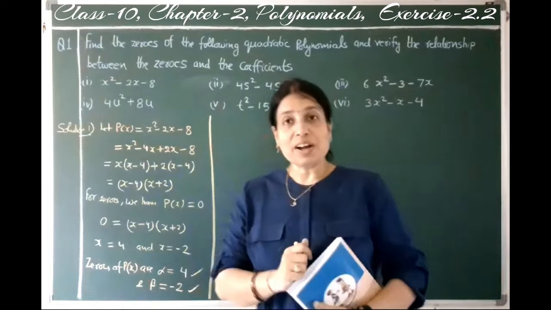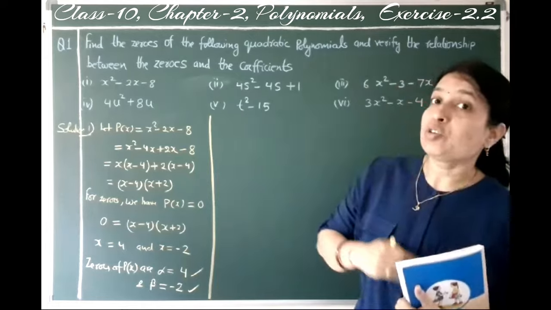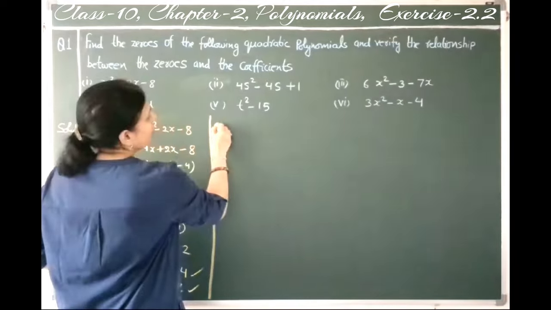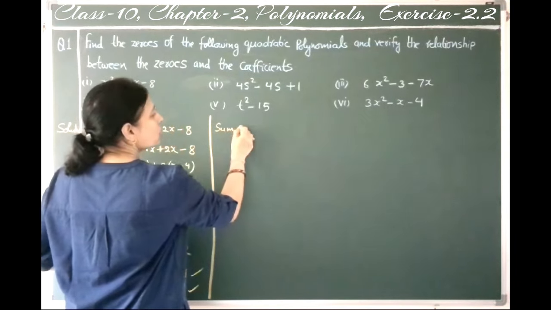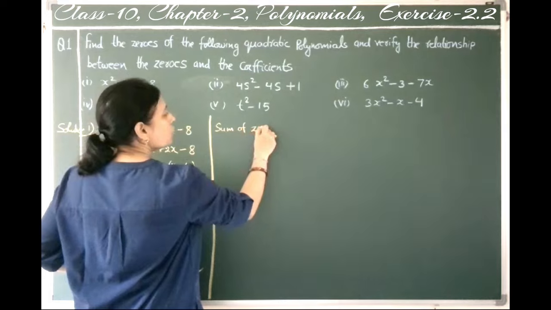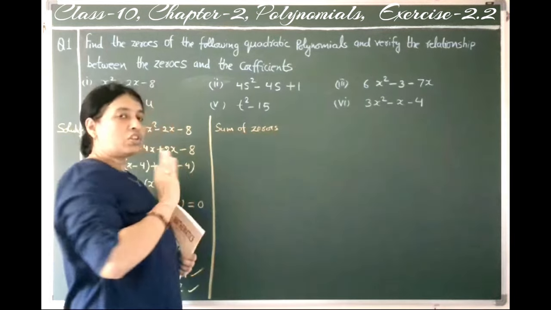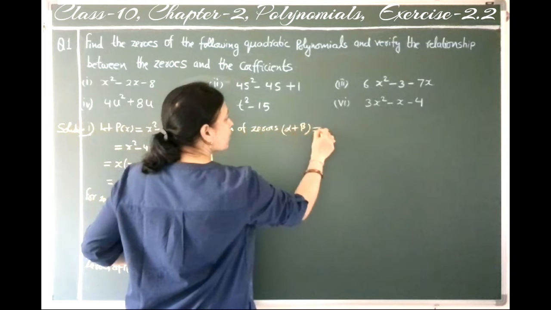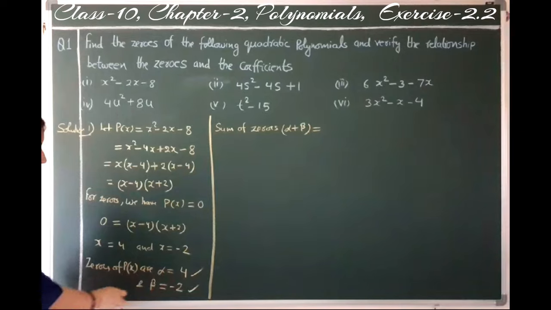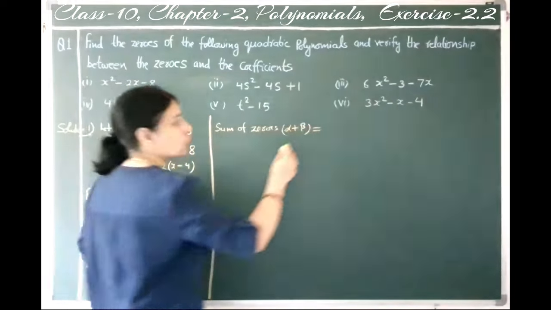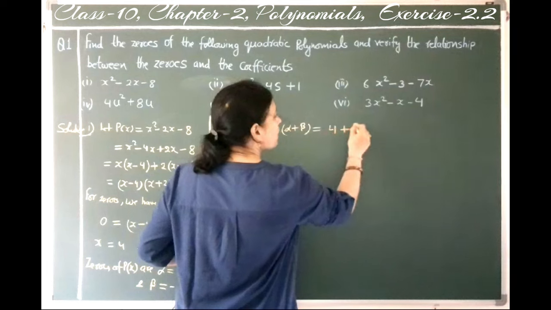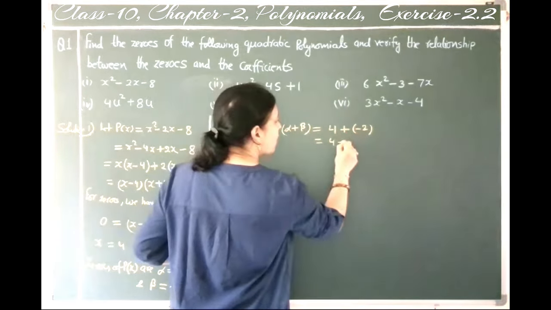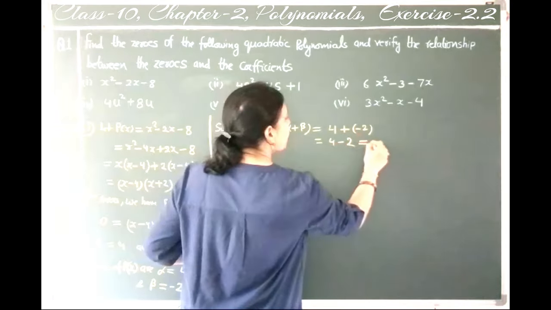Now we have to verify the relationship between zeros and coefficient of this polynomial. So first write sum of zeros. Sum of zeros is equal to alpha plus beta. So alpha is equal to 4 and beta is equal to minus 2. So write here 4 plus minus 2. So 4 plus minus becomes minus 2. So we get 2.